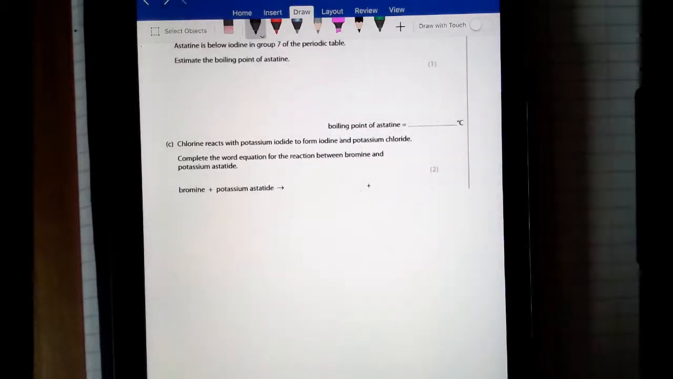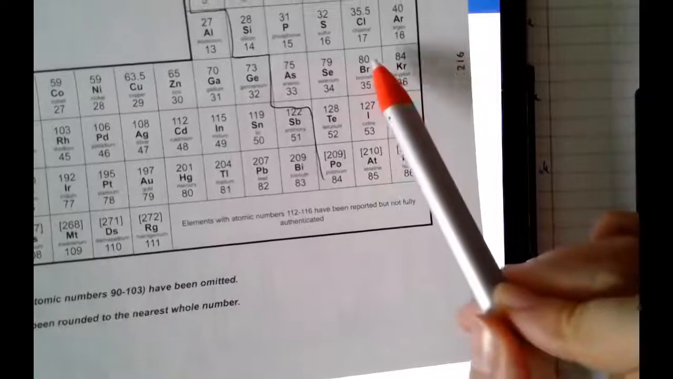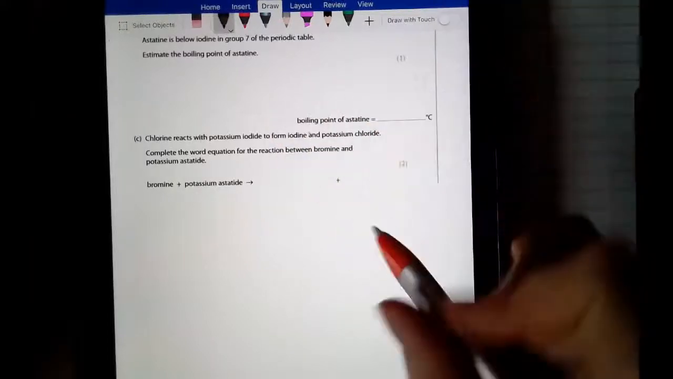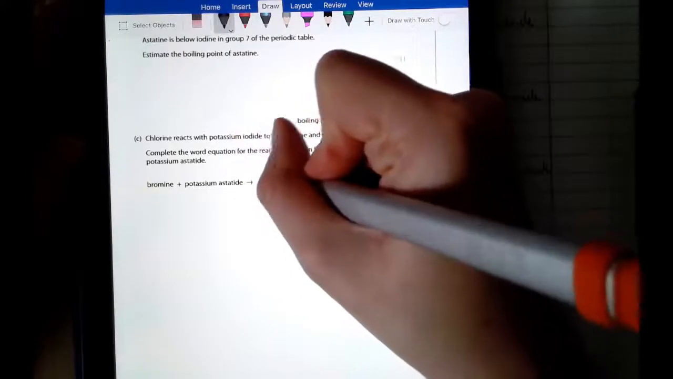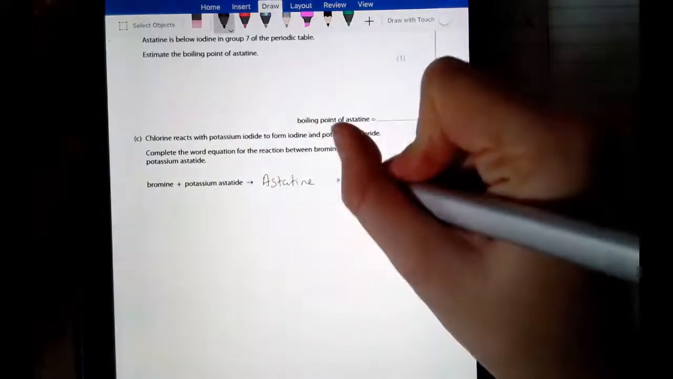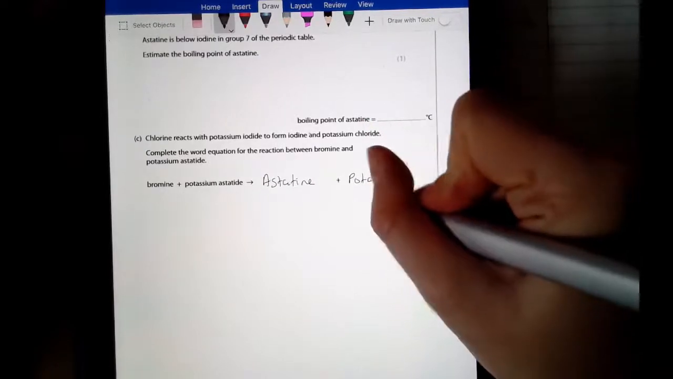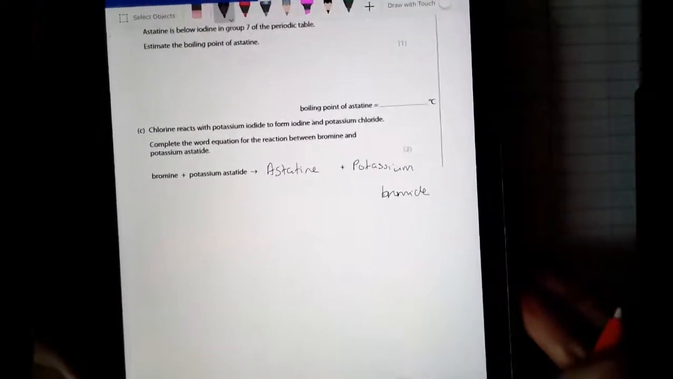Bromine, if you look at your periodic table, is above astatine. So here's bromine, here's astatine. That means bromine is more reactive, and that means bromine can take the place of astatine. Astatine is then going to be by itself. So remember, it's astatide, part of a compound, but it's astatine by itself. And then potassium is going to be bonded to bromine, and that will change the bromine to bromide. So you're just completing that word equation to pick up 2 marks.